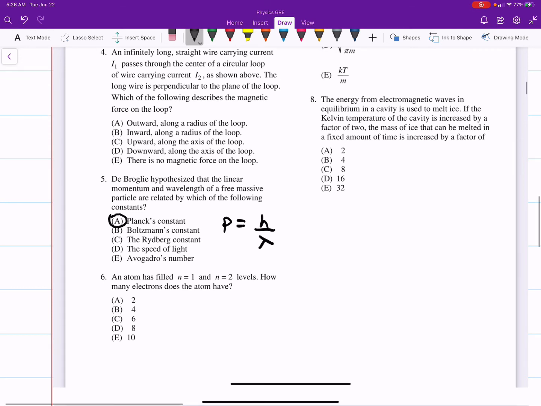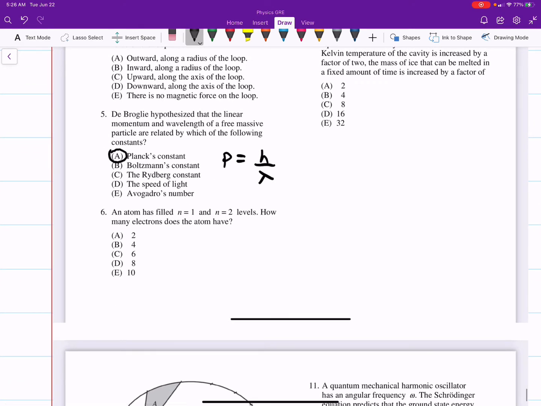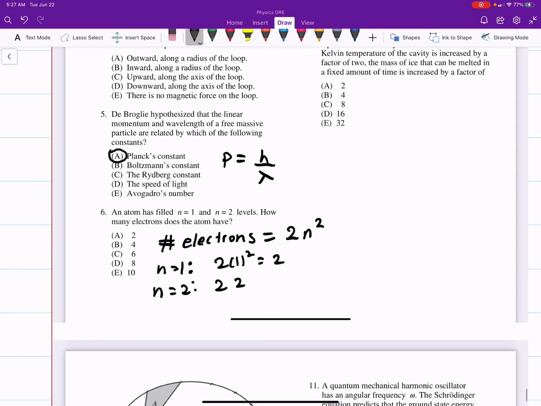That's all that is. For 6, an atom has filled n equals 1 and n equals 2 levels. How many electrons does it have? So the number of electrons is equal to 2 times n squared. So for n equals 1, you have 2 times 1 squared, which is 2. For n equals 2, it's 2 times 2 squared, which is 4 times 2 is 8. So if it has both of these, then it has 10 electrons, 8 in the second level and 2 in the first. So the answer is E, 10.